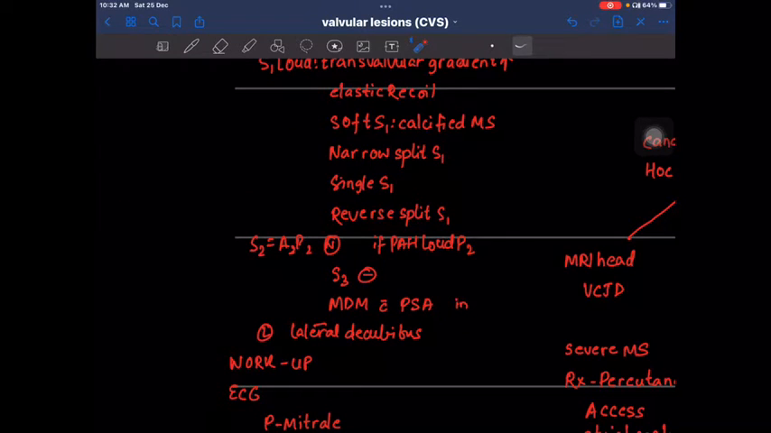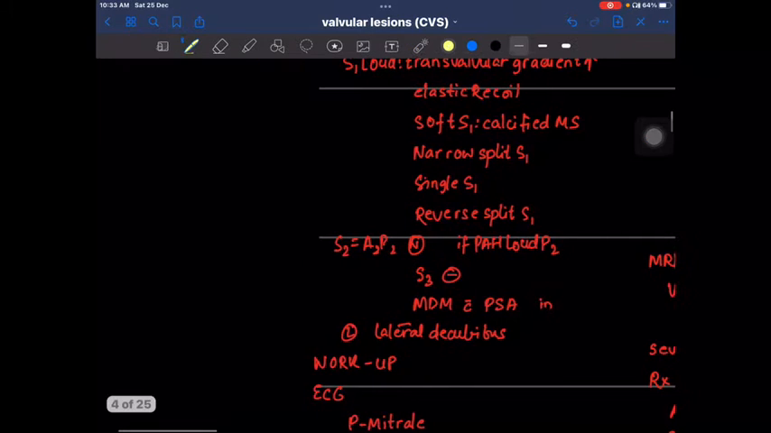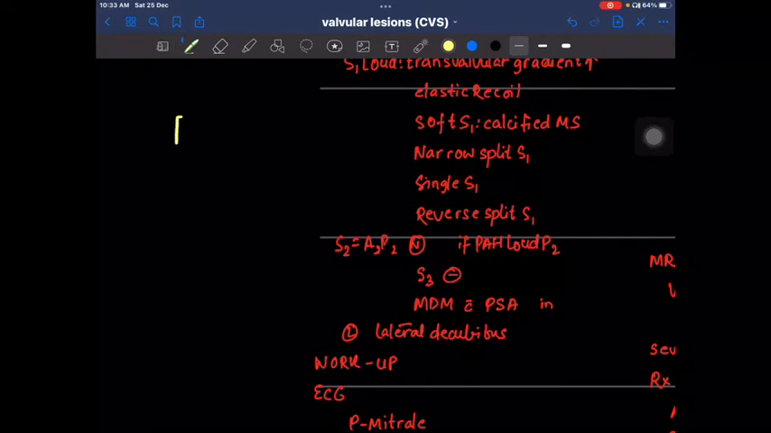So what happens now, let me just show you this. This is your M1 and this is your T1. On a scale, let's say this is time, M1 was occurring earlier and T1 was occurring later.